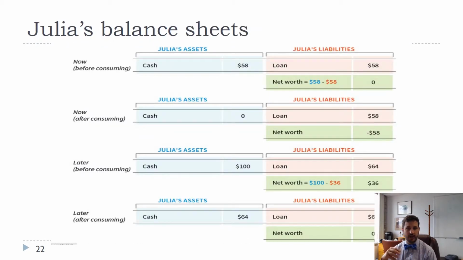So here we can look at, for instance, just a person's balance sheet, right? So if Julia has $58 in cash and she has a loan of $58, then her net worth is zero. If she uses that $58 to consume, then now she has no cash, right? She ate it. Well, she didn't eat it, but she turned it into something she ate. She still has to pay back that loan, and now her net worth is minus $58.